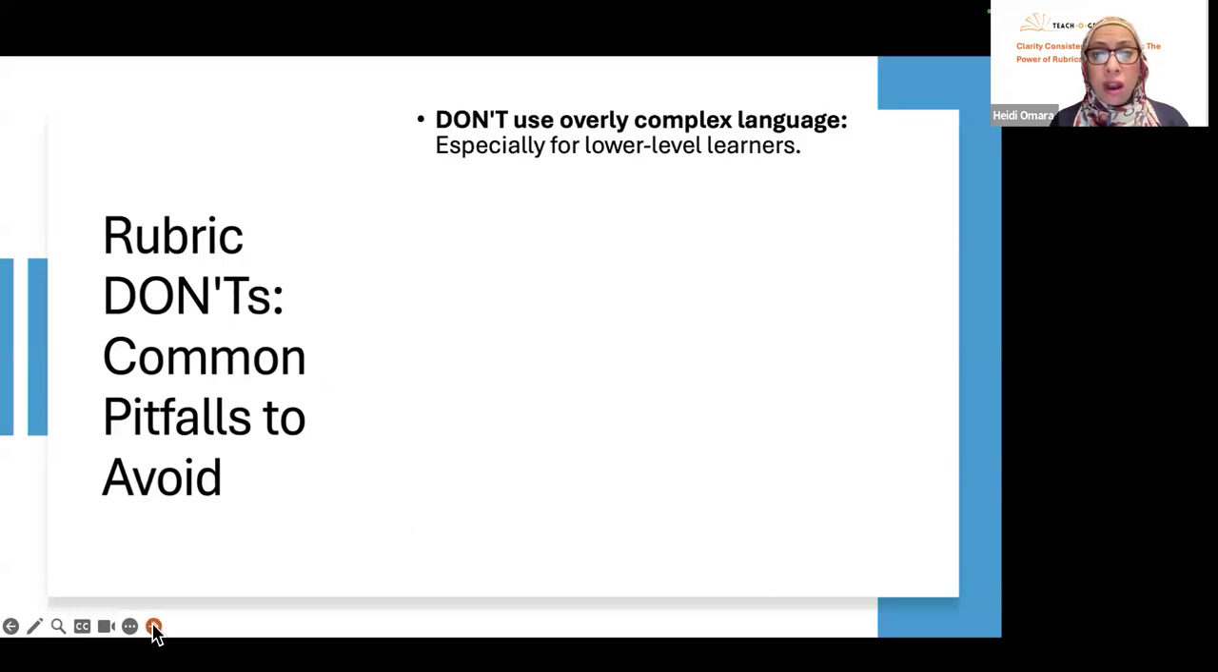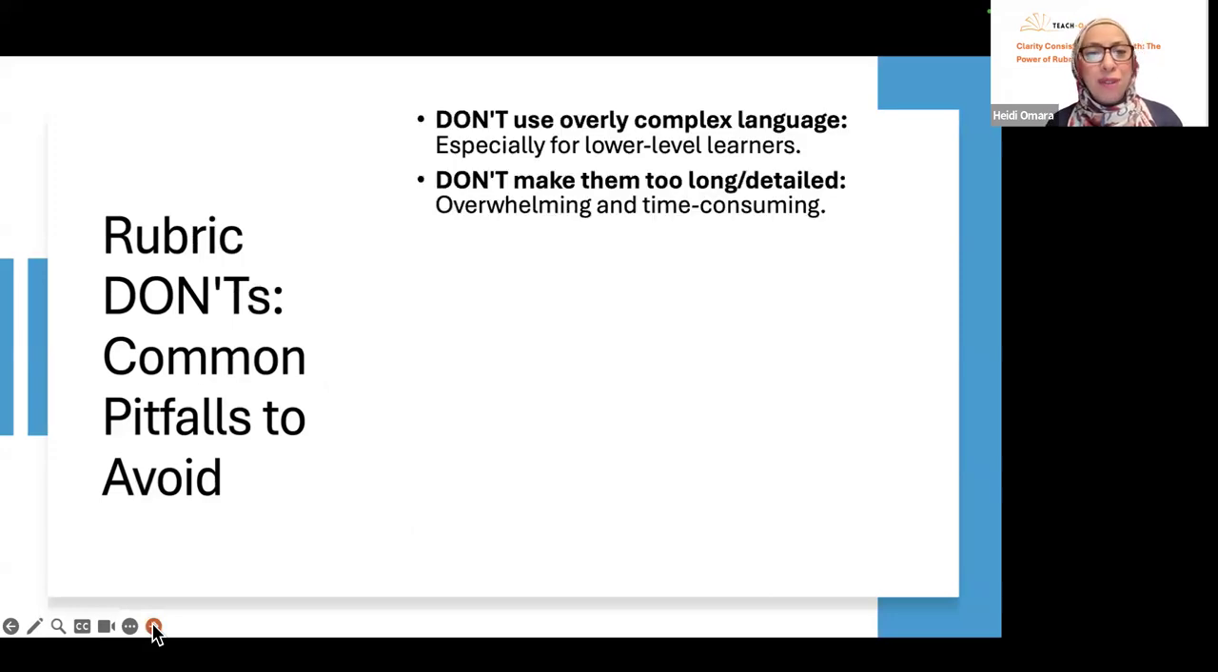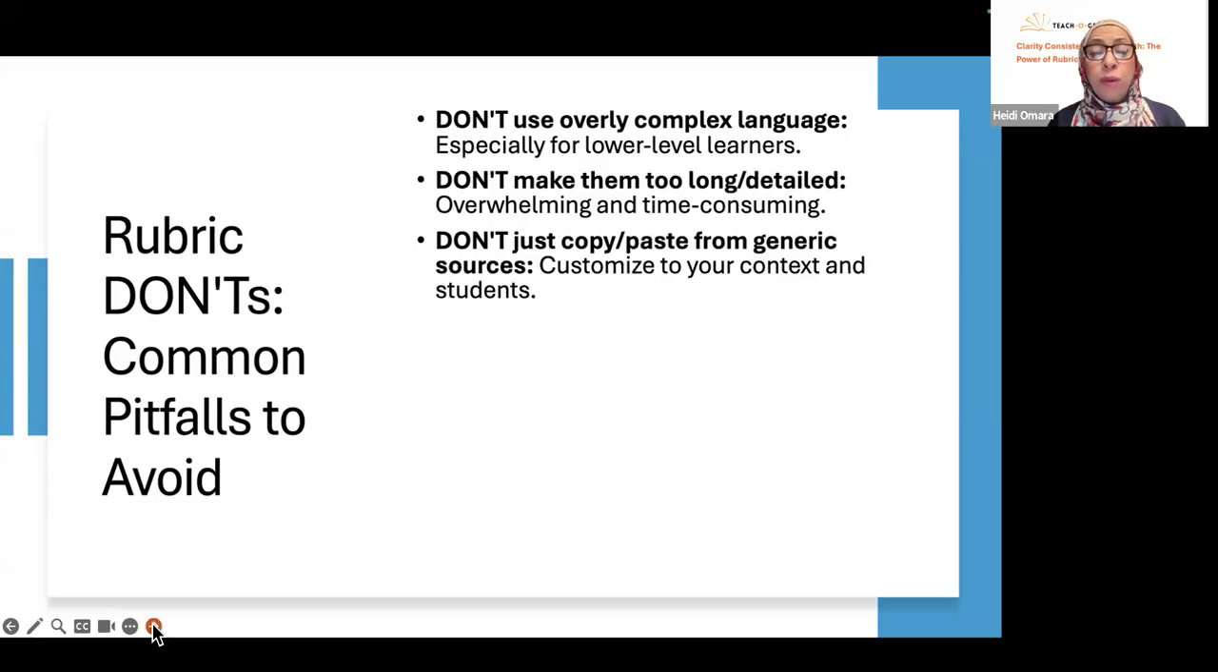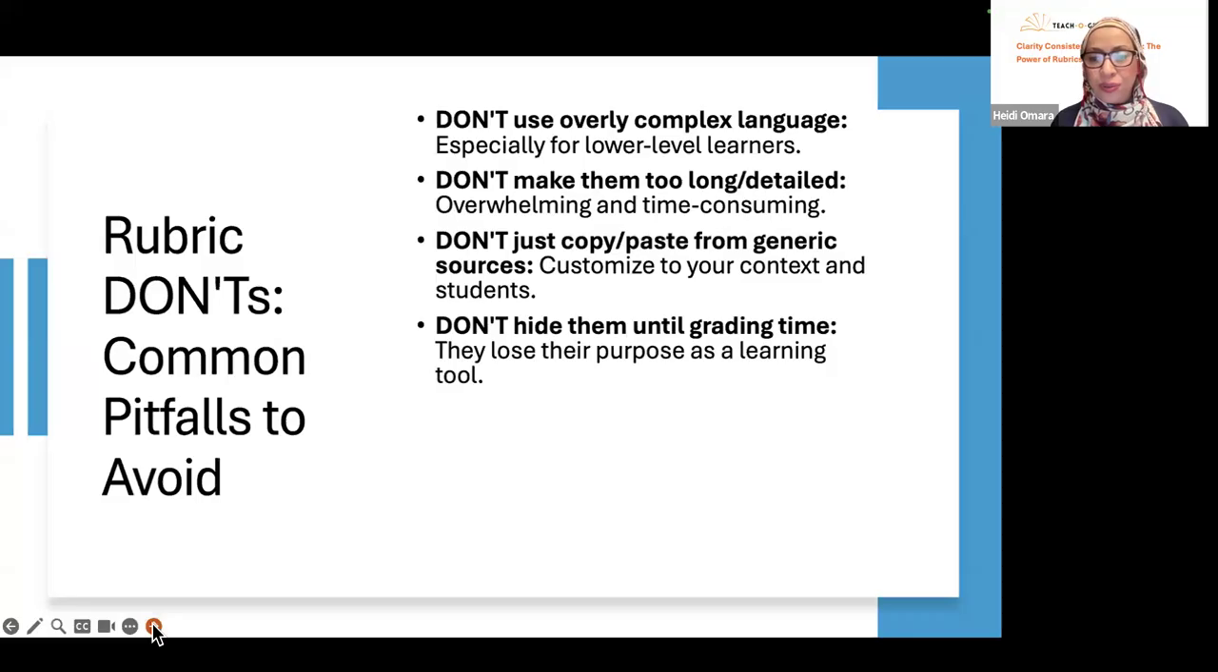And the don'ts are definitely the opposite of the do's. So don't use complex language. Don't make them too long and detailed because they are time consuming. Don't copy and paste from generic sources. Don't just take a rubric from anywhere and say, I'm going to use this one, because it might not be specific to your learning objectives and your students and your school. And I'll show you now what to do.